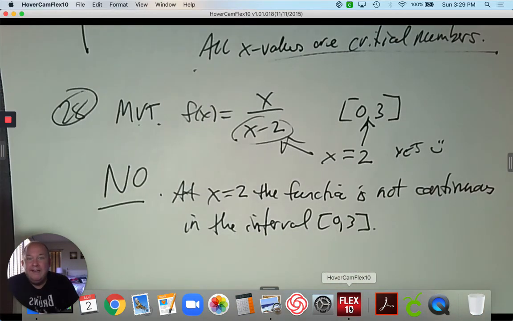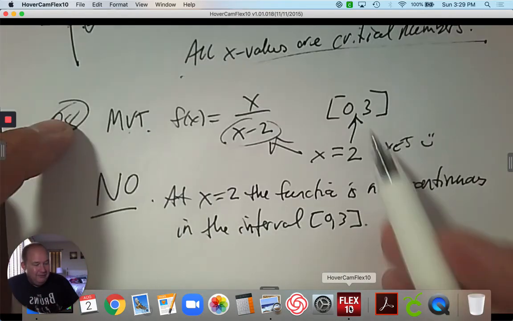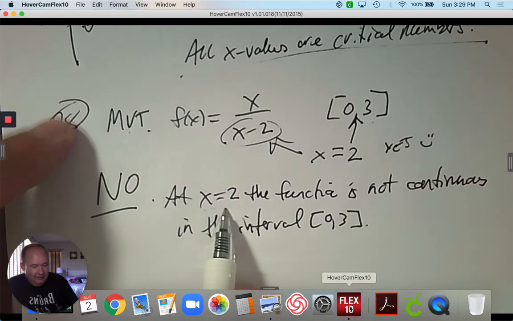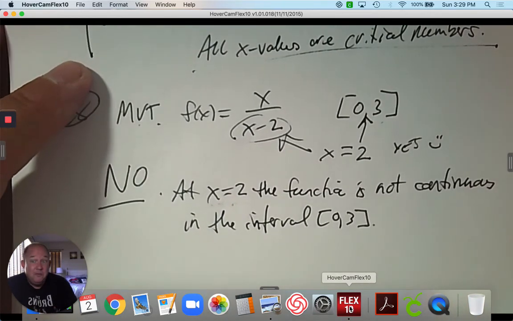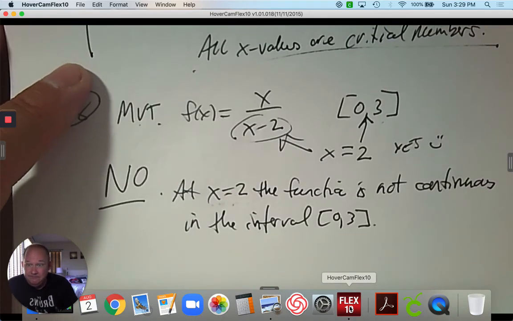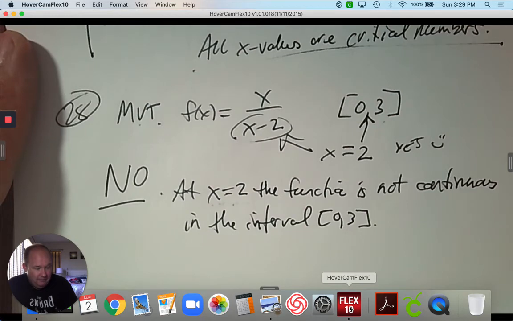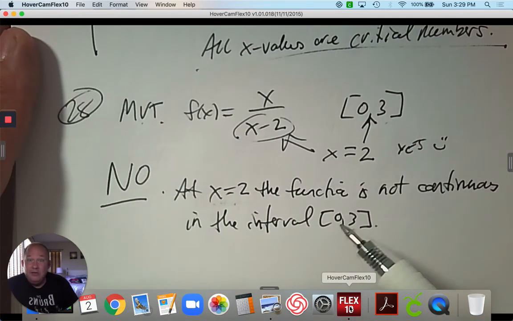So, why does the mean value theorem not apply? Because in the interval, there's an x value that makes it not continuous, or there's a discontinuity. So, it must be continuous and it must be differentiable for the mean value theorem to work. So, it already failed the mean value theorem at the beginning, because it's not continuous.